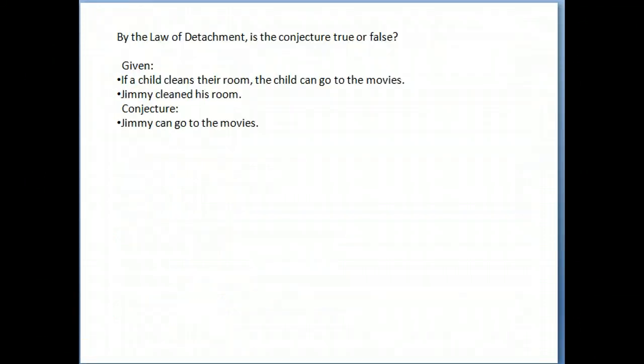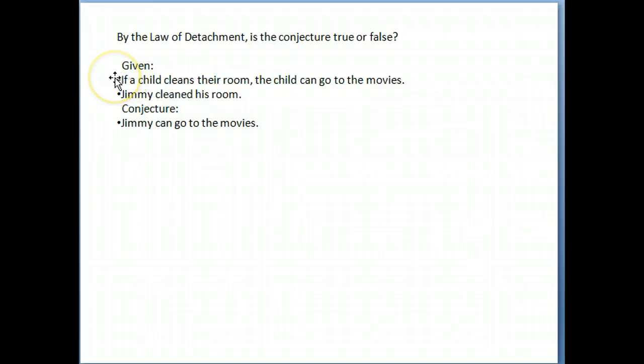So let's try a couple of these. By the law of detachment, is this conjecture true or false? We are given that if a child cleans their room, that child can go to the movies. Jimmy cleaned his room. Can we make a conclusion? Well, this person did. They conjectured that Jimmy can go to the movies. So let's take a look. Was that true or false? Did they get it right?